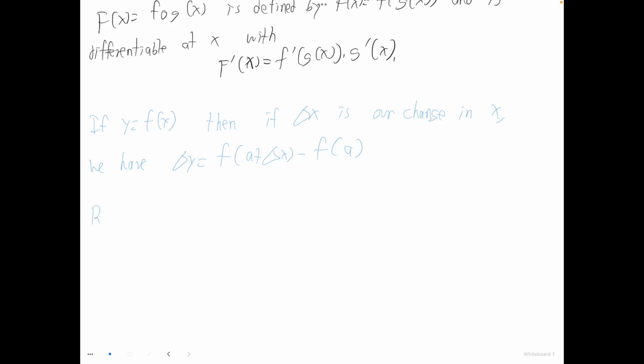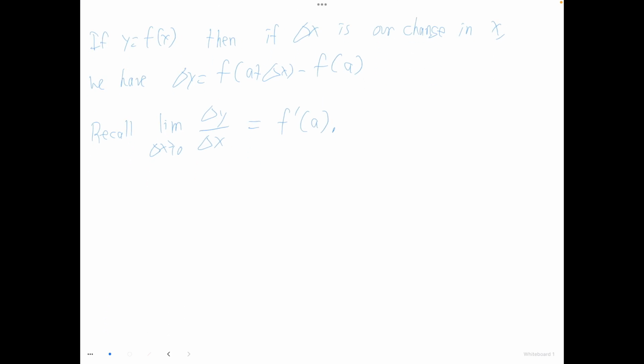Recall that one of the definitions of the derivative is the limit as delta x goes to 0 of delta y divided by delta x. And this is f prime at a. That's just a definition of the derivative that we have talked about before, so there's nothing specifically new about that.